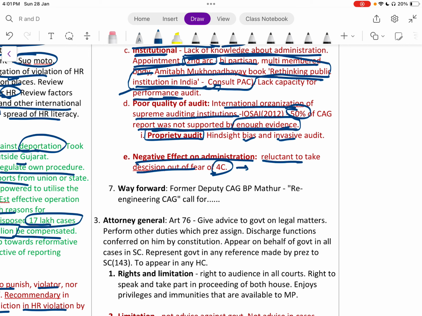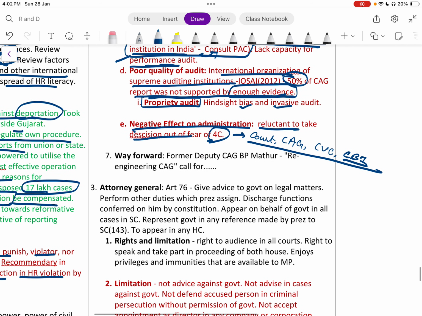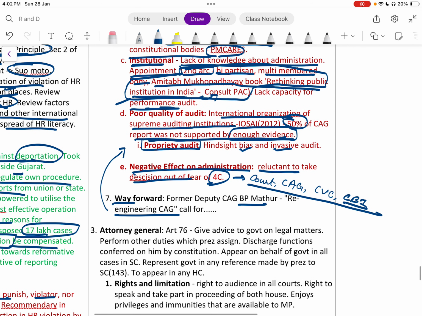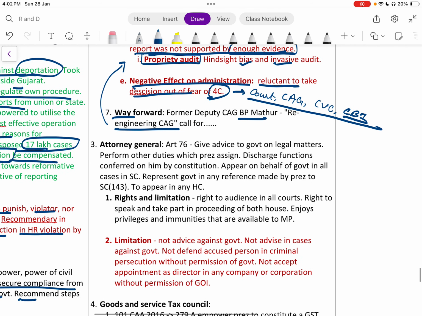The 4Cs are court, CAG, CVC, and CBI. So these are the 4Cs. Way forward: former Deputy CAG BP Mathur says that re-engineering the CAG calls for steps like we mentioned in the above passage. So you can write these things.